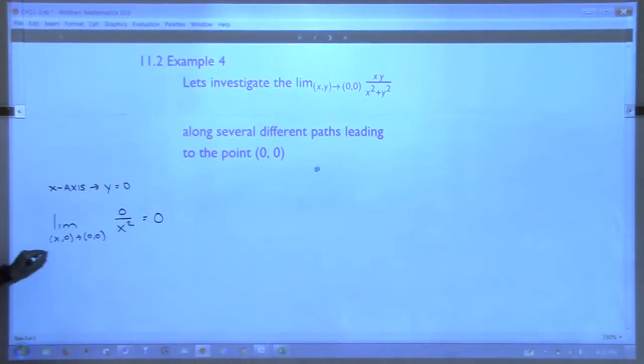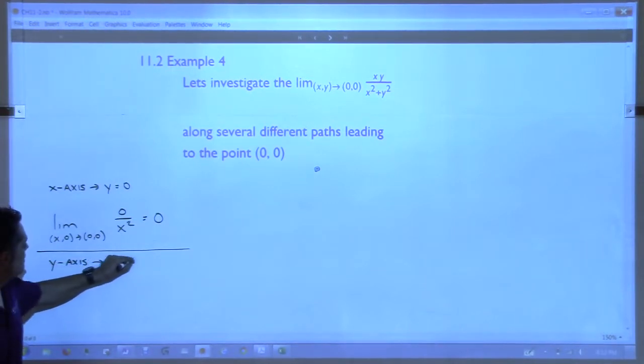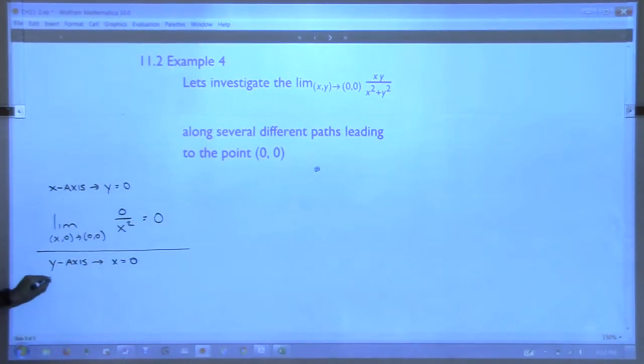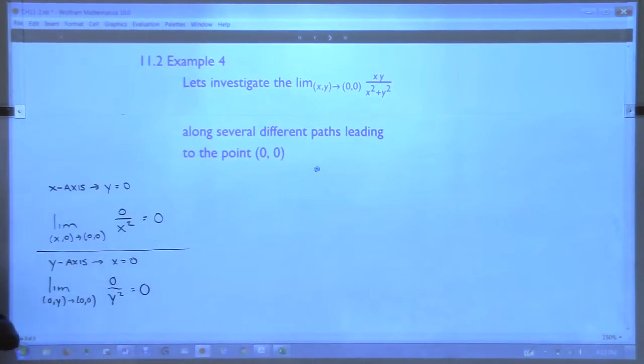All right? Let's come in along the y-axis and hope for something else. But it's not going to happen, is it? No. As we come in along the y-axis, x is 0. And this time when we do this, we get 0 over y squared. But that's still 0. So those two paths check out. They approach the same thing. So we need a third path.